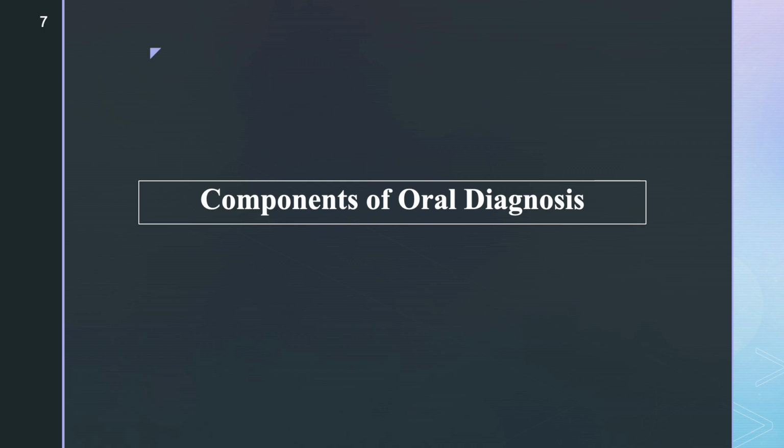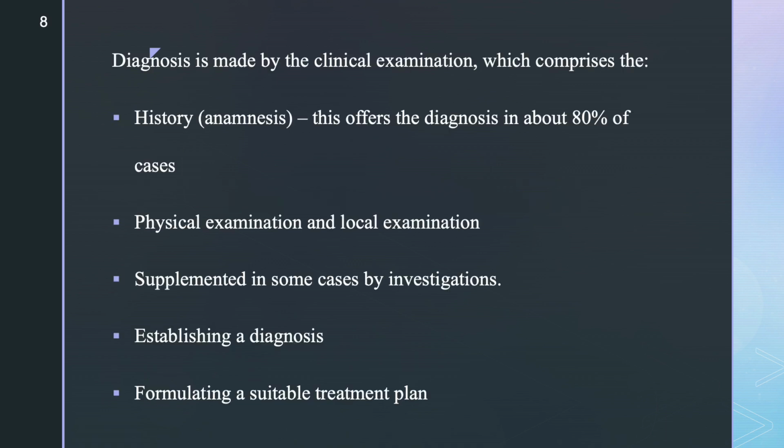Now let's see the components of oral diagnosis. There are 5 major components in oral diagnosis. Around 80% of cases are diagnosed through history. A thorough history helps you to diagnose 80% of the cases, followed by physical examination and local examination.